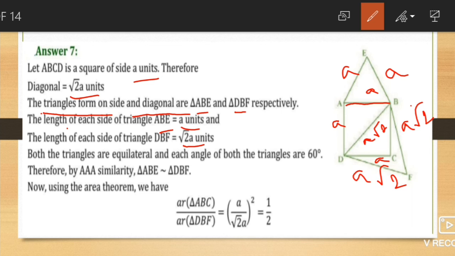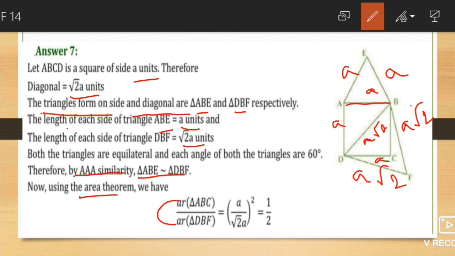Okay, that means you can say that by AAA similarity, triangle ABE is similar to triangle DBF, because for these two triangles each angle will be 60 degrees, so they are equal to each other. So by the area theorem you can state that the area of ABE by the area of DBF is equal to the square of the ratio of the corresponding sides.